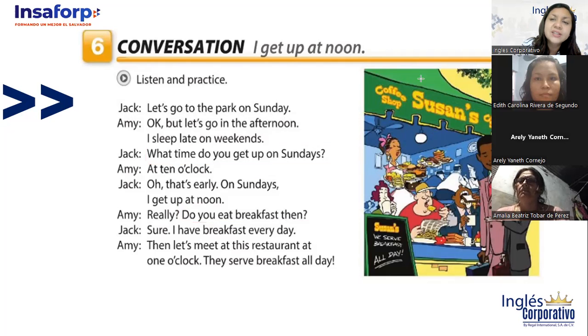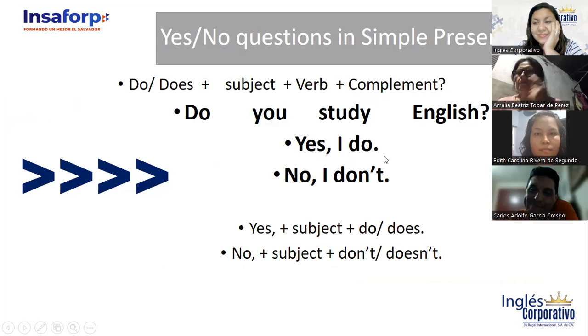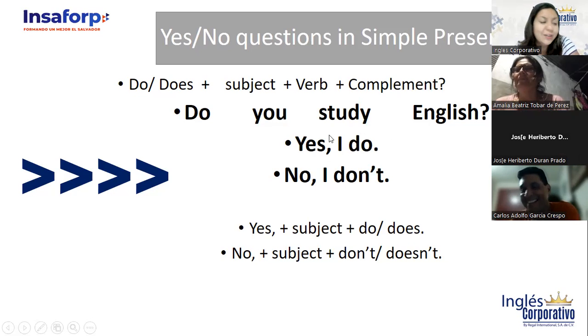Okay. Now, guys, in the next slide, you will see the yes no questions structure is do or does, the subject, the verb, and the complement. Do you study English? Yes, I do. Ay, no los escucho convencidos. Do you study English? Yes, I do. Okay, and the other answer could be no, I don't. Entonces, para responder, se dice responde con yes más el sujeto y el do or does, dependiendo del sujeto.